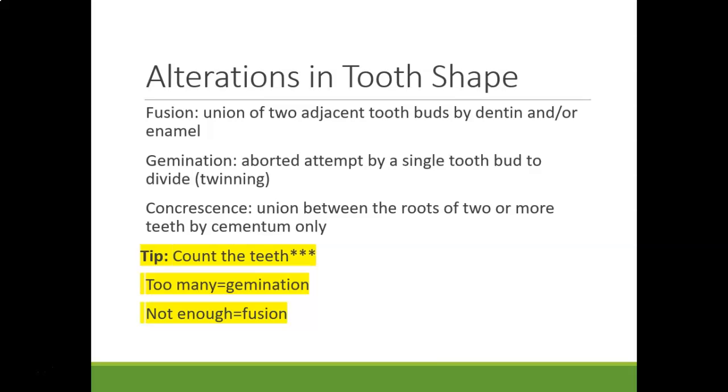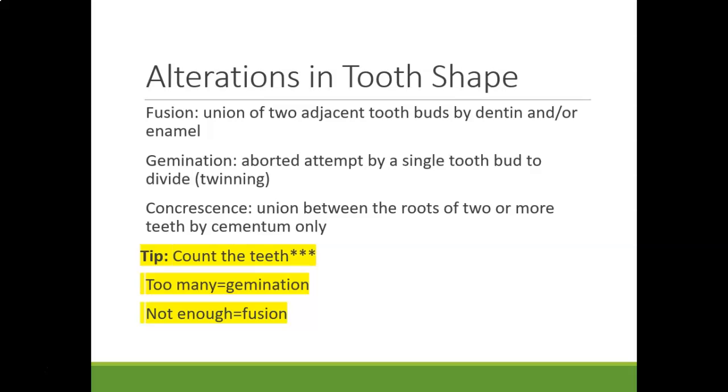Fusion is the union of two adjacent tooth buds by dentin and/or enamel. And then gemination is the aborted attempt by a single tooth bud to divide, the twinning. So they wanted to be two, they were trying to divide into 2 teeth, but they gave up and it never happened. Concrescence is the union between the roots of 2 or more teeth by just the cementum only. So concrescence happens just at the roots. So fusion is the union of 2 adjacent tooth buds. Gemination is the aborted attempt to divide into more than one tooth.